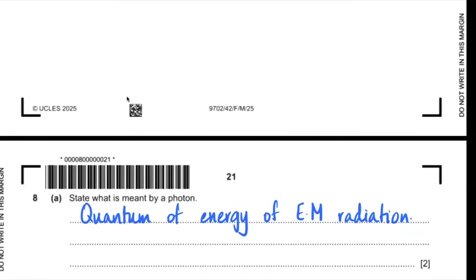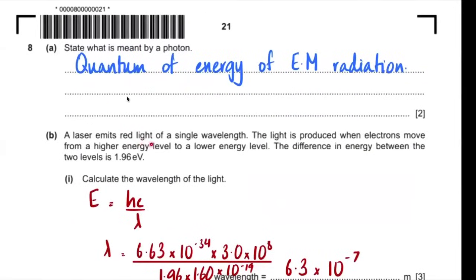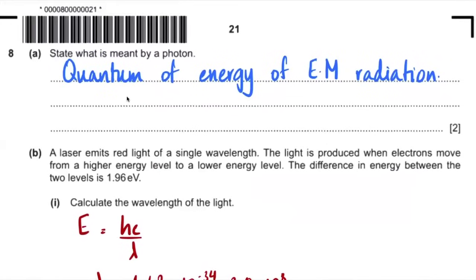8. State what is meant by a photon. Very textbook definition: a packet or a quantum of energy of electromagnetic radiation. Please write out the full words. I've just written it like this to save time. A laser emits red light of a single wavelength. Light is produced when electrons move from a higher energy level to a lower energy level. So they de-excite and emit photons. The difference in energy levels is this much, so I know that the energy of the photon emitted is also this much. And I need the wavelength, so E equals hf, but in terms of wavelength, E equals hc over lambda, because lambda is what I need.